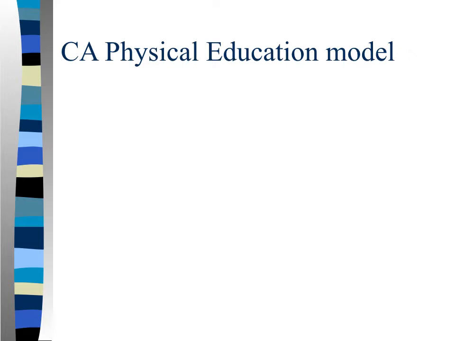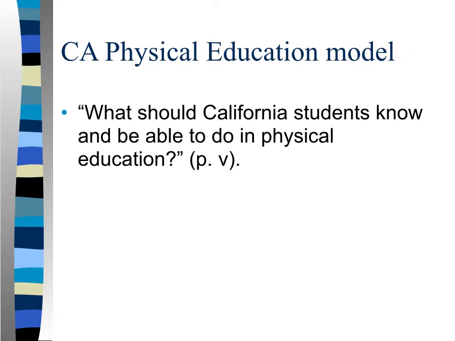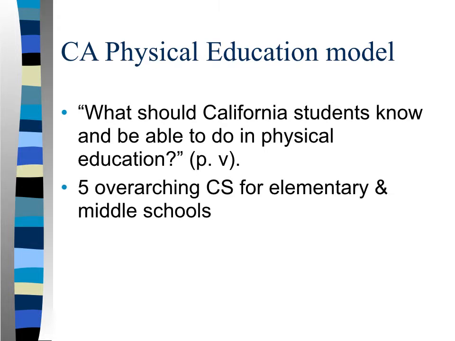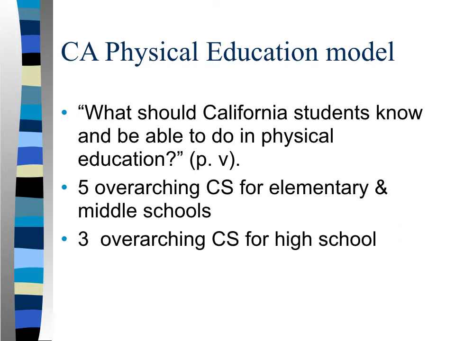So the California Physical Education Model, I like this quote in the model, in the document. What should California students know and be able to do in physical education? That's what curriculum models do for us. It tells us how we should teach and gives us a guide on what we should be doing each day in our curriculum. Doesn't mean you don't have flexibility, but it still provides us a direction of where we should be going. There are 5 overarching content standards for elementary and middle schools, and 3 overarching content standards for high school.